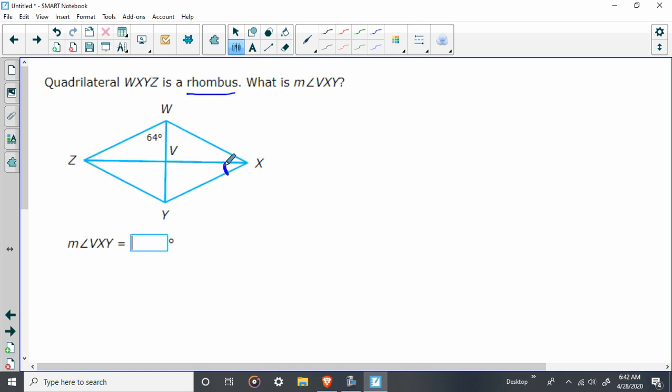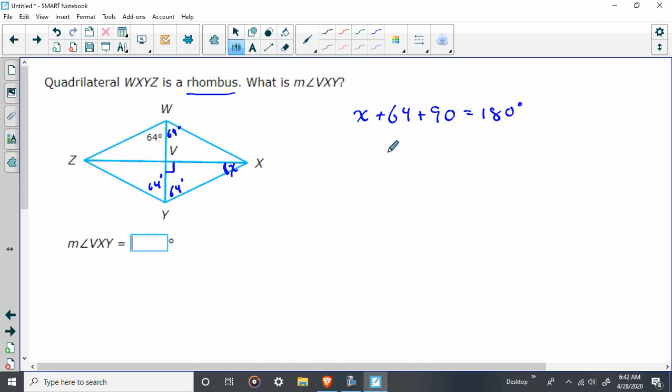All right. Let's go with what we know. First of all, we know that in a rhombus, you have perpendicular bisectors in the middle, so we know that that's 90. If this is 64, by alternate interior angles, these are all 64. It's unique to rhombuses. So let's call this angle here x, and I know that x plus 64 plus 90 degrees in the middle has to equal 180.